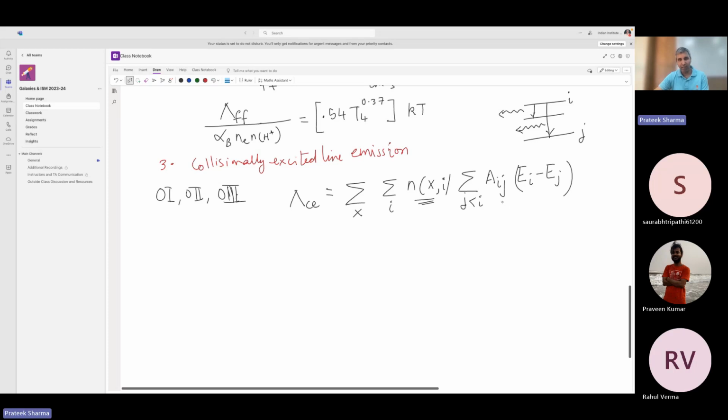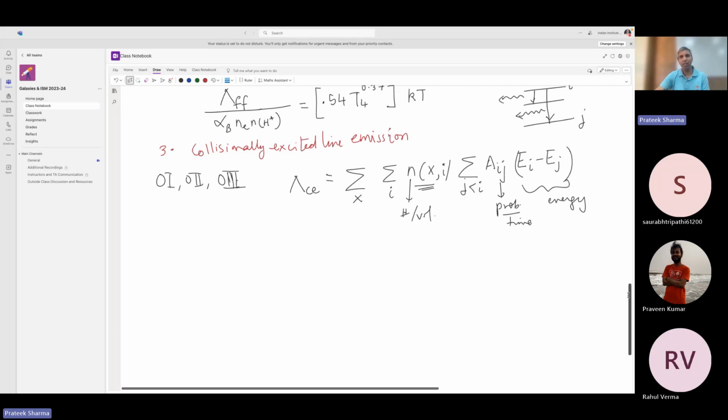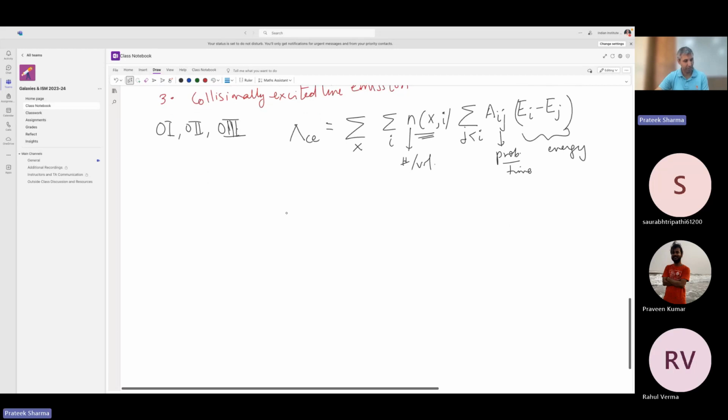So this is probability per time. This is energy difference. And this is number per unit volume. So you have energy per unit volume per unit time that is produced due to collisional excitation of these metal ions, metal lines. Okay, so I have talked about heating processes and cooling processes, and now the temperature of the H2 region is determined by the thermal equilibrium between these two processes. And that thermal equilibrium is reached at a certain temperature, right?